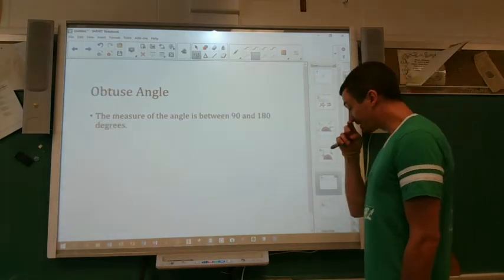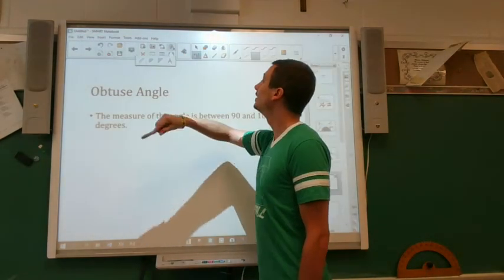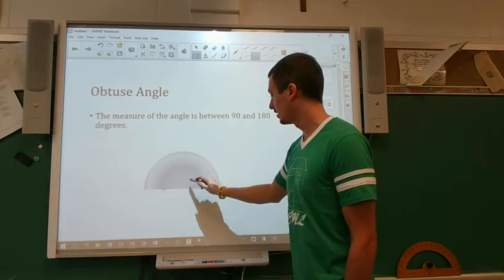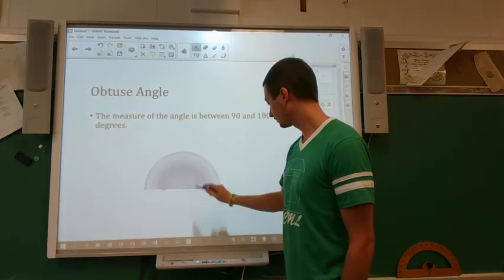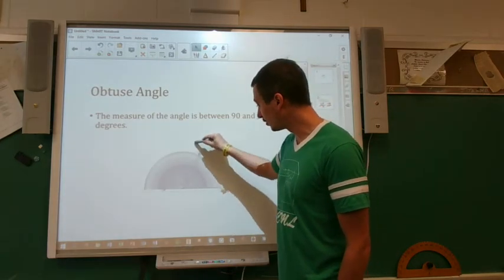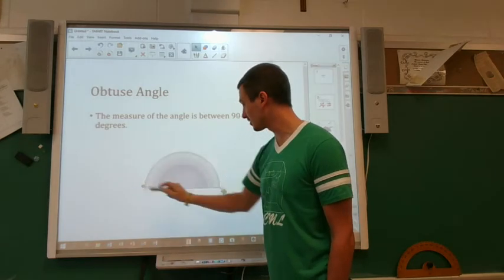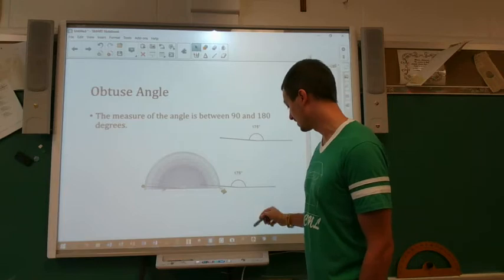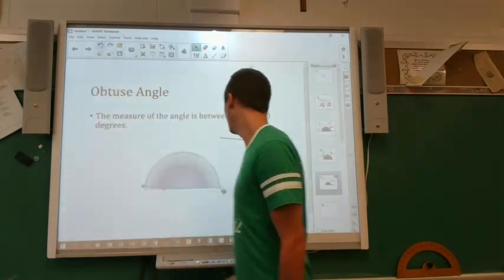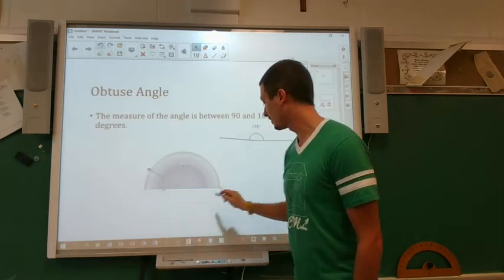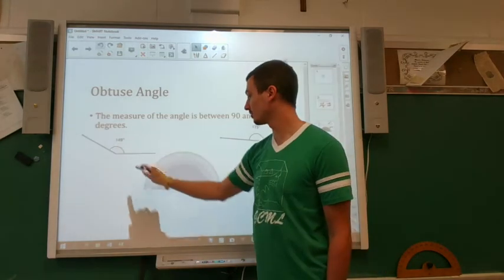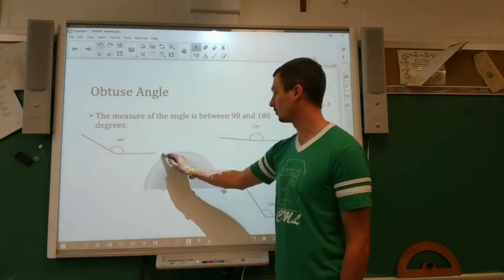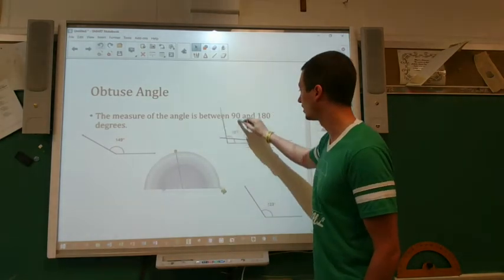Thirdly, we have an obtuse angle. So if we get another protractor, I'm actually going to shrink it a little bit. Any angle that is bigger than 90 degrees. So if I measure this angle, that's 175, that's an obtuse angle. I just did another obtuse angle. Make it a little smaller, still obtuse. Make it a little smaller, still obtuse. Make it a little smaller, still obtuse.